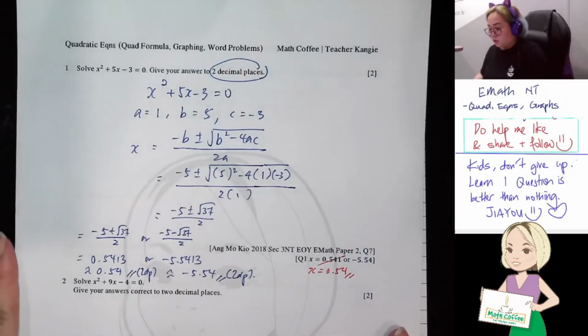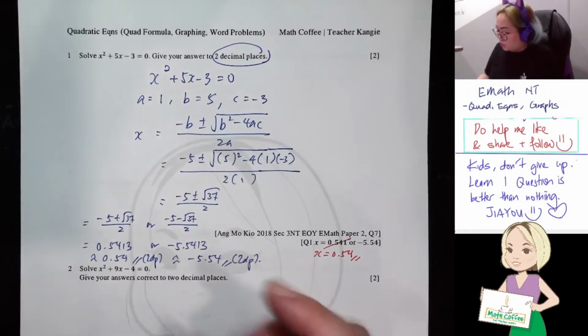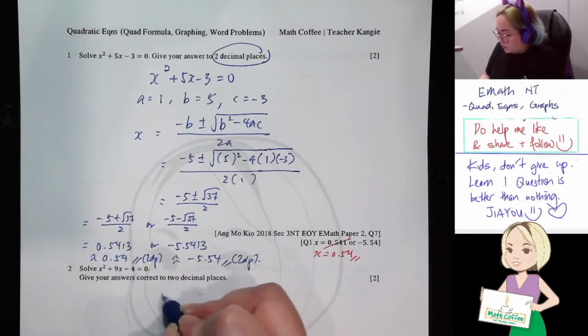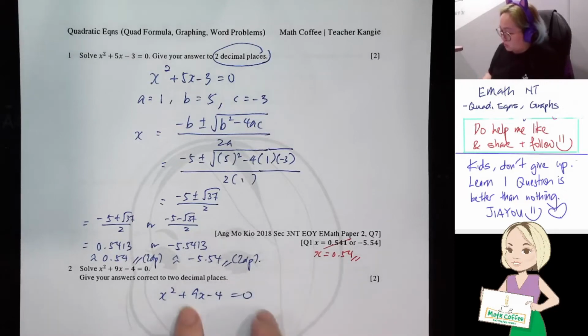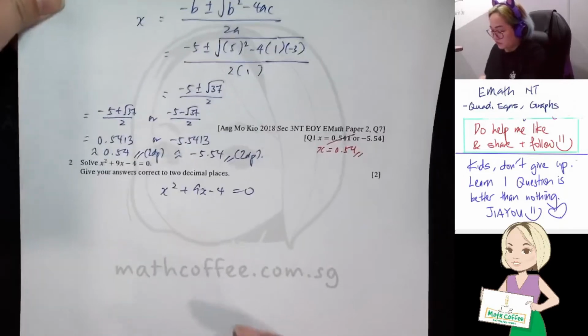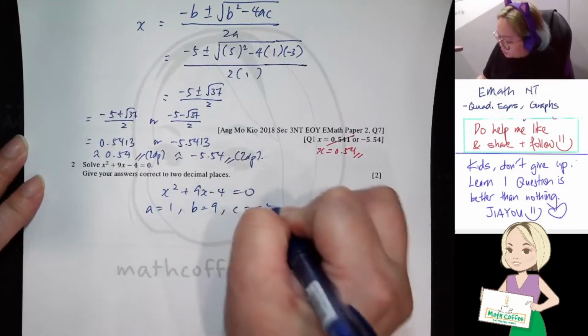Like I say, I'm going to teach you how to use the calculator. Yes, I'm going to show the calculator, but I still need to show the manual method. So over here, I'm going to do the manual method using another question. So x squared plus 9x minus 4 equals to 0. Identify your A, B, C. So A is equals to 1, B is equals to 9, and C is equals to negative 4.